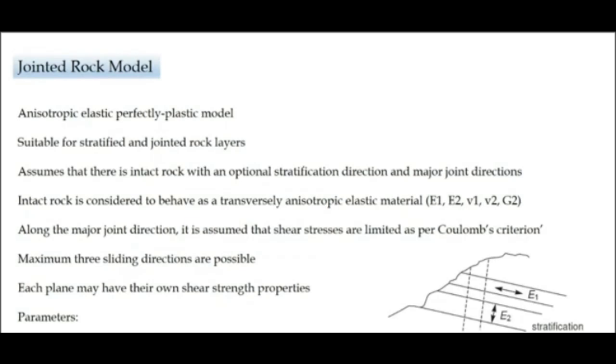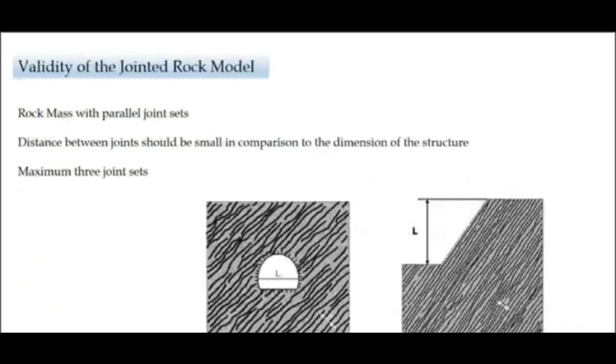Remember that the orientation and the properties of the fracture planes or the stratification will play a dominant role in the failure mechanism. That is something which I will try to demonstrate today. Coming to the validity of this model, if you wish to use it, you have to be very sure about the site conditions. In case your rock mass comprises joint sets which are parallel, or more or less parallel, then you can use this. Also, you need to be very sure about the distance between the joints. The distance between the adjacent joints should be small enough in comparison to the dimension of the structure.